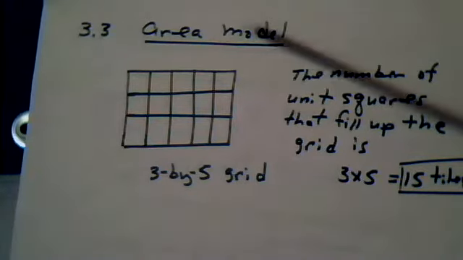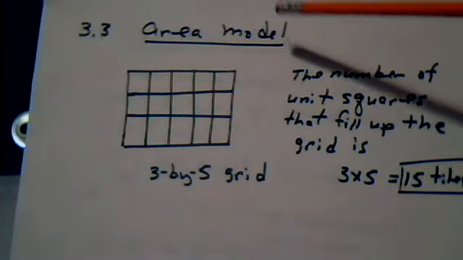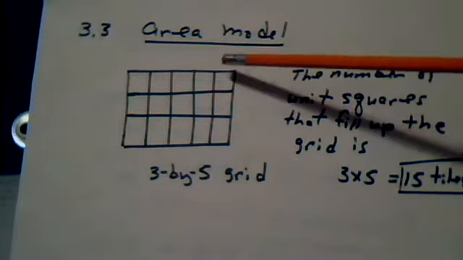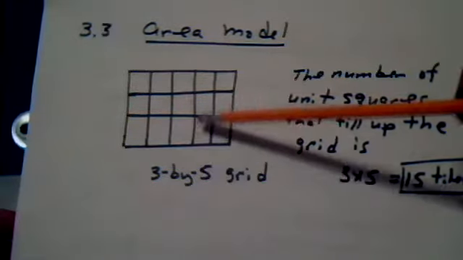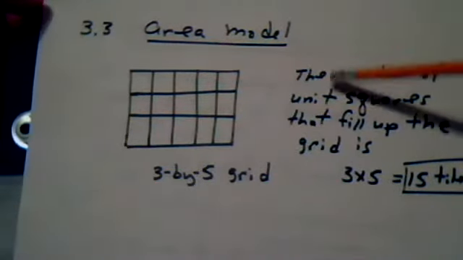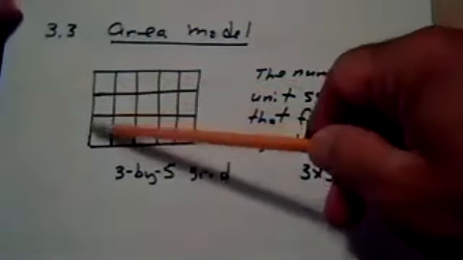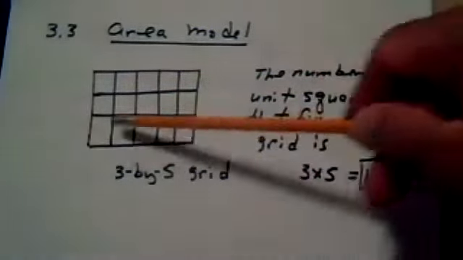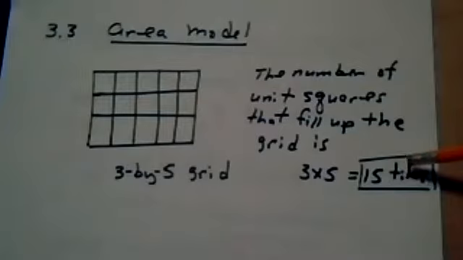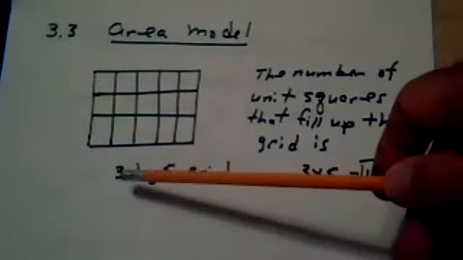This is the area model. Notice this time we're going to concentrate on these tiles. You could call these tiles. The number of unit squares that fill up the grid is 3 times 5, 15 tiles. This is a 3 by 5 grid.